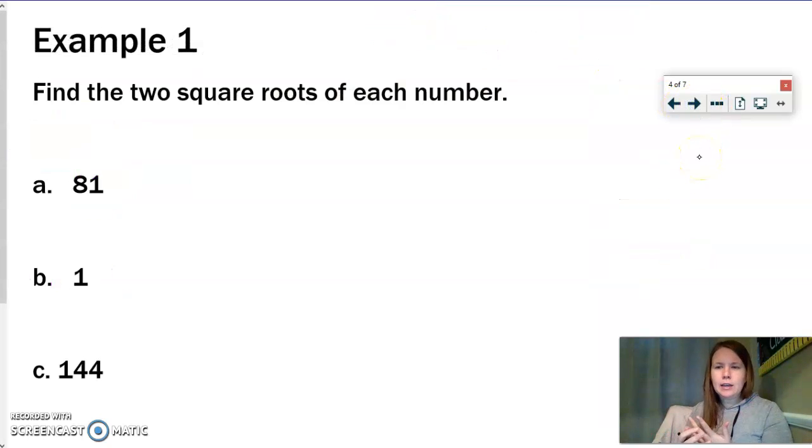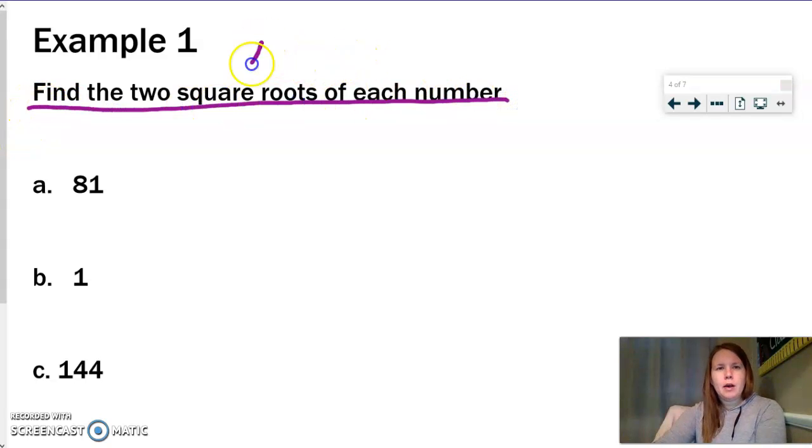So let's take a look at this first example. They say to find the two square roots of each number because remember, I can have the positive and the negative version of that solution. So let's take a look at that first one. A lot of times when we rewrite the square root, we write it like this, and then we put the 81 below it.